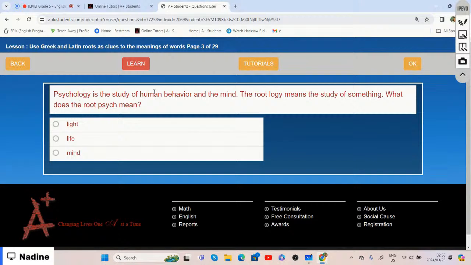All right, so psychology is the study of human behavior and the mind. The root logi means the study of something. What does the root psych mean? Does psych mean light? Does it mean life? Or does it mean mind? So psychology is the study of the human behavior and mind. So what does psych mean? Light, life, or mind?